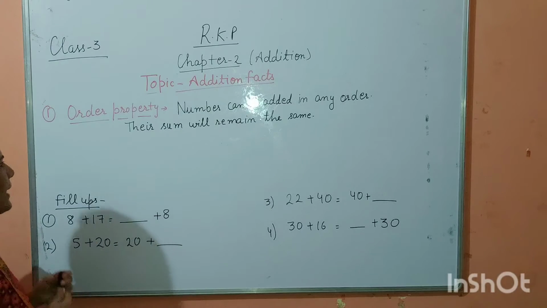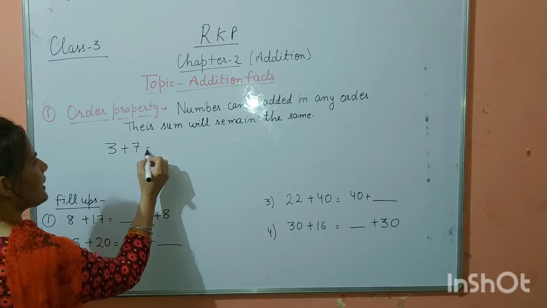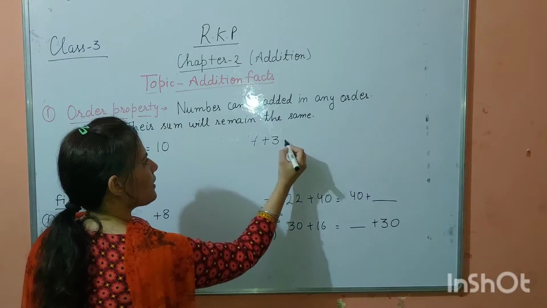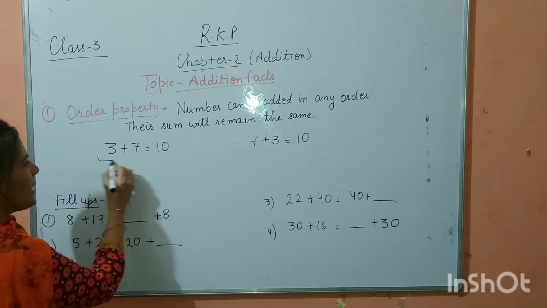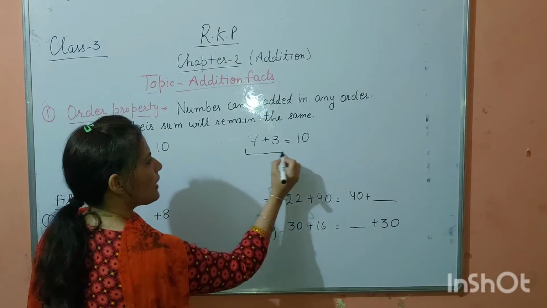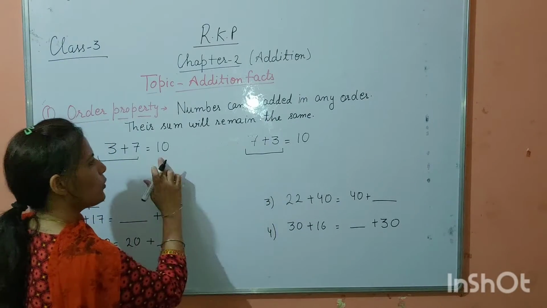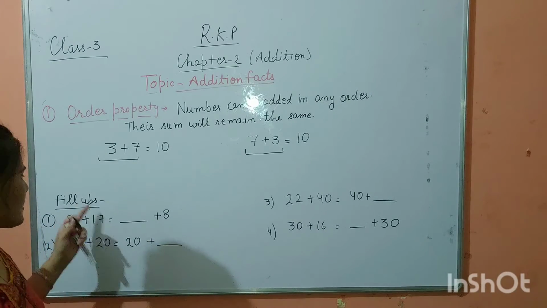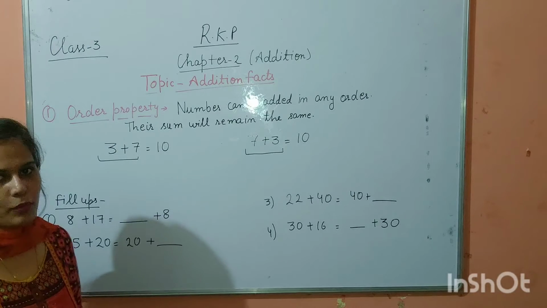Means if I add 3 plus 7, I will get 10, and if I add 7 plus 3, the answer will be the same. Means if you add in this order or in that order, both answers will remain the same. So there are some fill-ups given to you on the basis of order property.